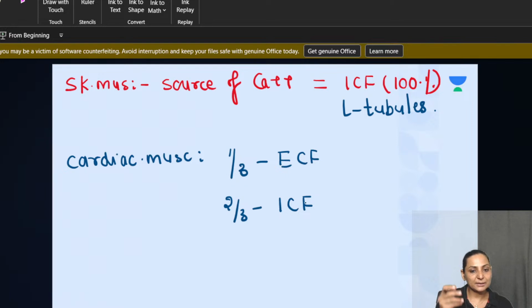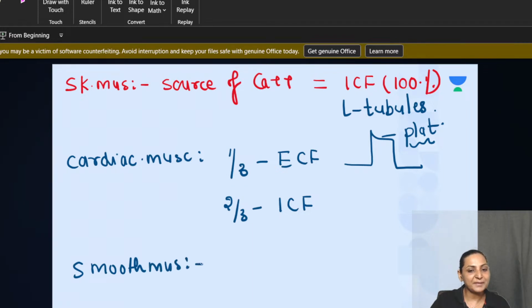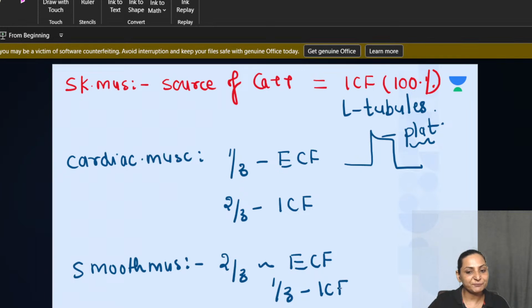Once this calcium comes from the ECF, when does it come? It comes during the plateau phase of the action potential of cardiac muscle. This is a kind of calcium induced calcium release, a kind of calcium induced muscle contraction in the cardiac muscles. I'll just take on this. Before that, let me complete that in the smooth muscles, when you compare the source of calcium, 2/3 of the calcium is coming from the ECF and only 1/3 of the calcium is from the stores.